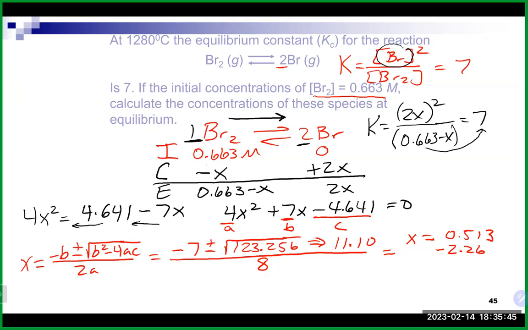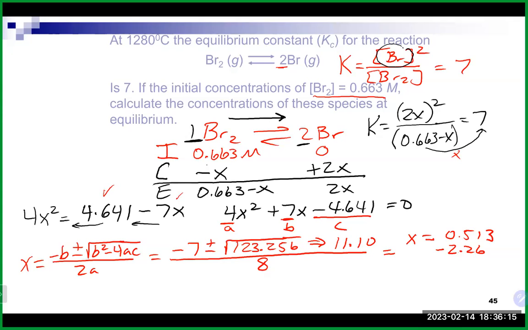How did I get? I'm sorry, which one? I multiplied that to the other side. So to move what's on the bottom to the other side, you have to multiply it. So everything on the bottom there gets multiplied by 7. So 7 times 0.663 is this. And then 7 times x is that one. Yeah. Other questions?